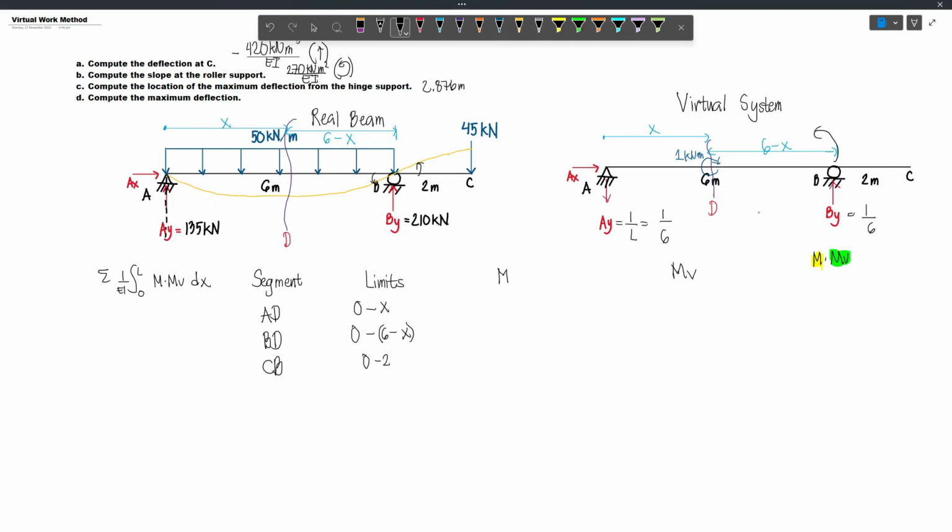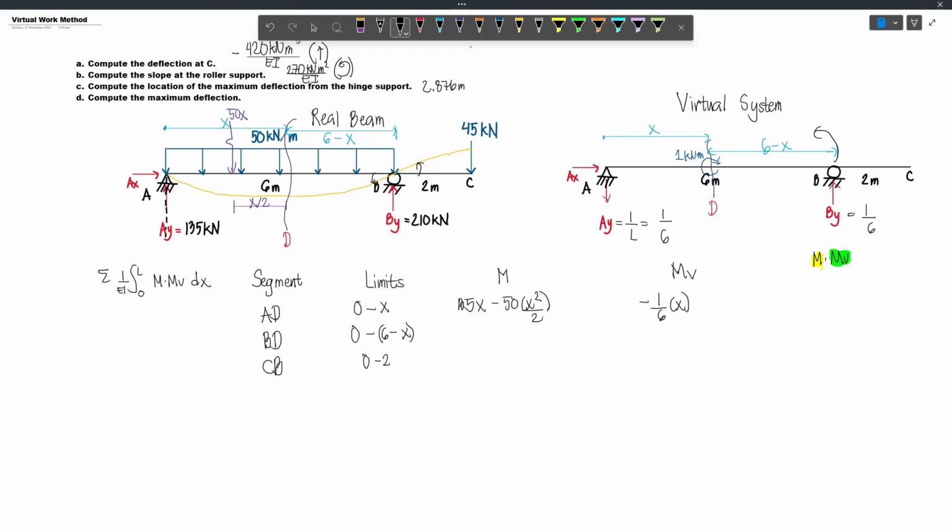Now let's first write our M for the first segment AD. Now that will be 135 times x, summing up moments at this point, and then minus 50x squared over 2. Now, shortcut na lang to. Galing lang din yan sa resultant multiplied by the moment arm. Again, the resultant is 50x, and then this is our moment arm, which is x over 2. Now, sir, how about our MV? Yung MV natin, magiging negative 1 over 6 multiplied by x if we sum up moments at this point. So, negative 1 over 6 times x.